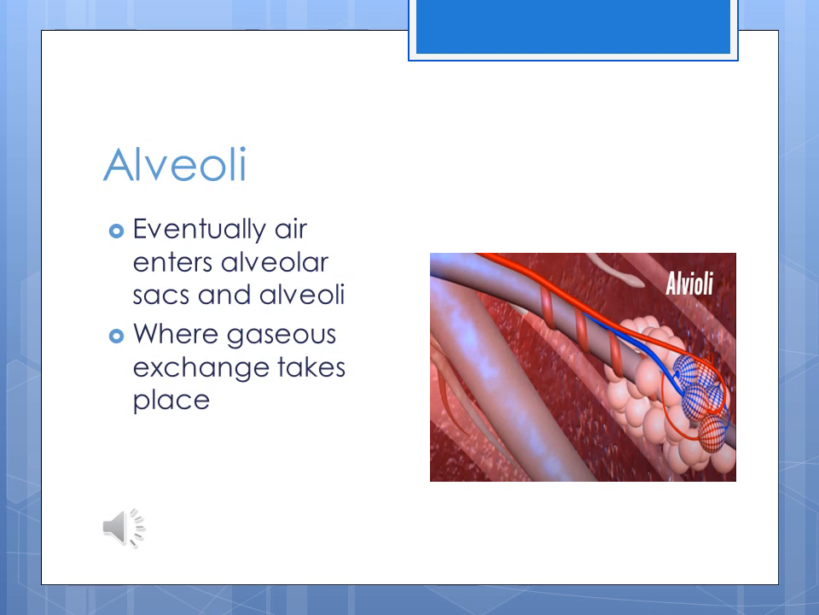Eventually, air enters the alveolar sacs and alveoli, where gaseous exchange takes place. The walls of alveoli are very thin, and alveolar sacs are covered with a bed of capillaries. Fresh oxygen diffuses out of the alveoli into the capillaries, and carbon dioxide diffuses out of the capillaries into the alveoli. This gaseous exchange takes place because of the pressure difference.